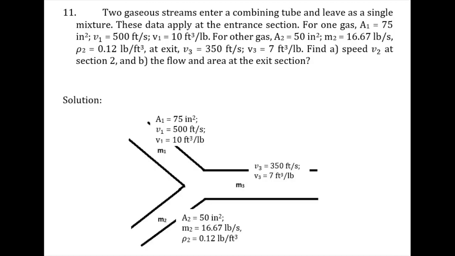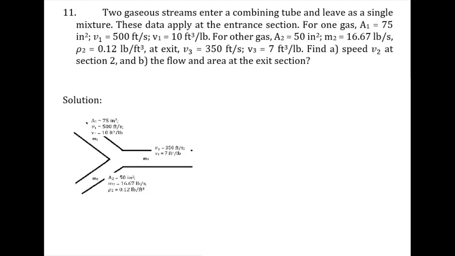To solve this problem, it's much better to make an illustration of the problem and the given data in order to analyze it well. For letter A, to solve the velocity, we used the formula that velocity is equal to the quotient of mass flow rate and the product of area and density. Substituting the values, we have 400 feet per second of velocity at point 2.